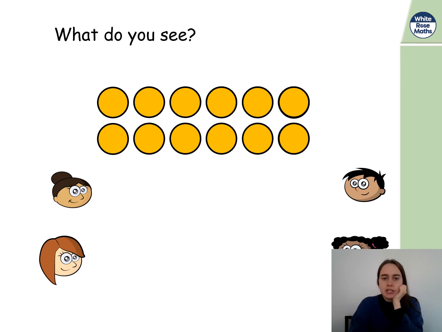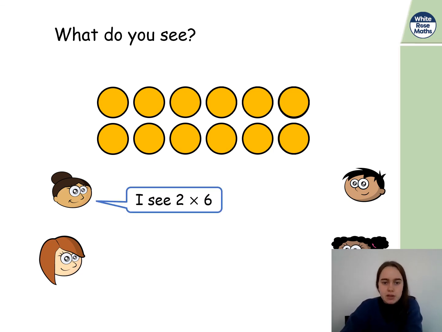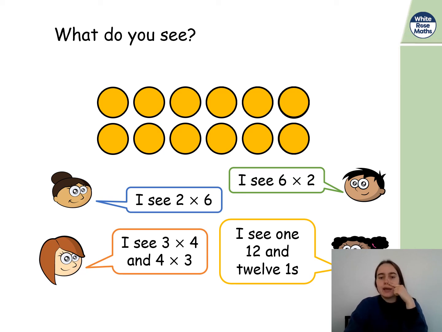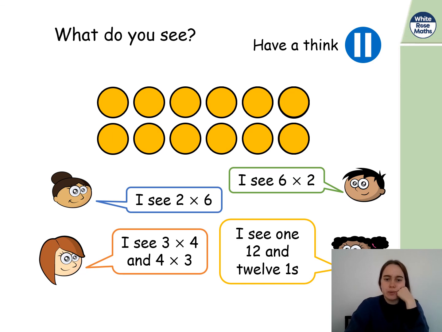So what do you see here? I see 2 groups of 1, 2, 3, 4, 5, 6. 2 groups of 6. That's the same as saying 2 multiplied by 6. And I know that I can switch those numbers around. So that's the same as saying 6 multiplied by 2. Now this girl says she can see 2 times 6. He can see 6 times 2. This girl can see 3 times 4 and 4 times 3. And this girl can see 1 12 and 12 ones. Have a think. Do you agree with these children? Do you not agree?